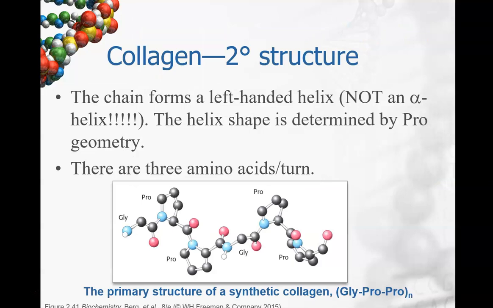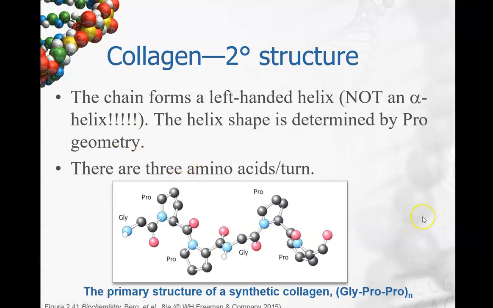So the collagen secondary structure, the collagen forms a helix, but it's not an alpha helix. It's a left-handed helix. Remember, alpha helices are right-handed. And also note that the alpha helix had to be put together by those hydrogen bonds that I showed you in the video. You don't need that in a collagen helix because you have the proline geometry that forces the turn. So if you have this gly-pro-pro, this secondary structure of the proline will help direct the structure of the left-handed helix.